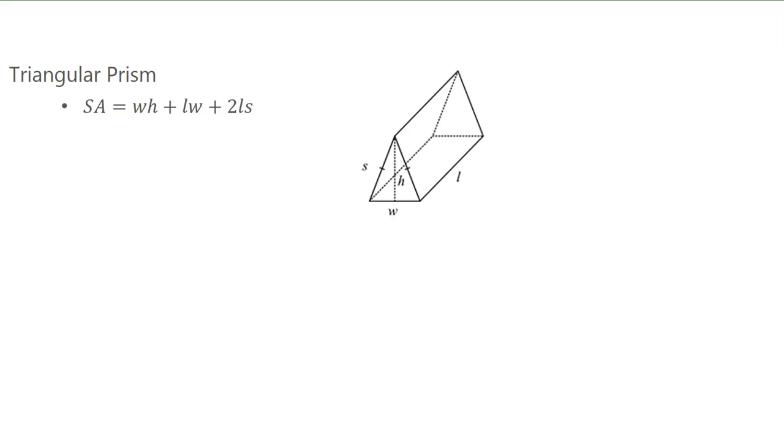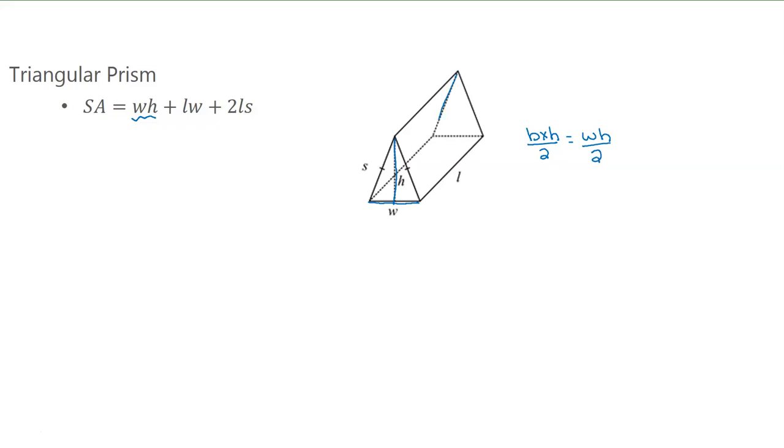Now let's look at a triangular prism. Again, we had found the surface area previously using a net. Now let's look at the formula. So the formula says WH plus LW plus 2LS. So let's look at WH. So here is W and here is H. So what we're finding here is the area of the triangle. Now we know the area of a triangle is base times height divided by 2, where in this case the base is W, H is the height, and we divide that by 2.